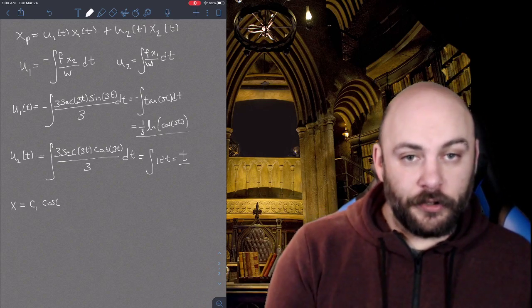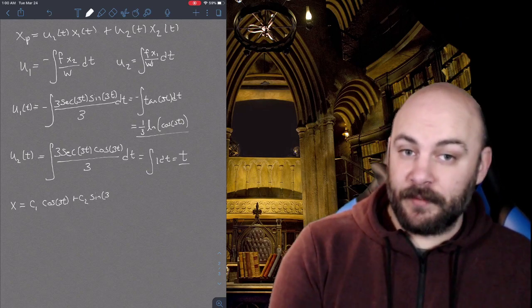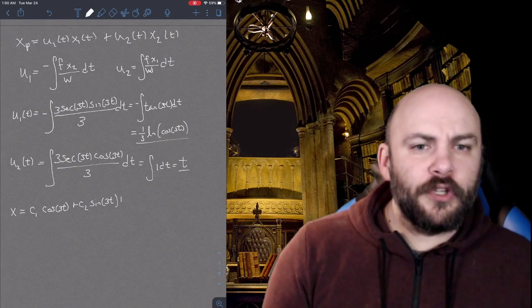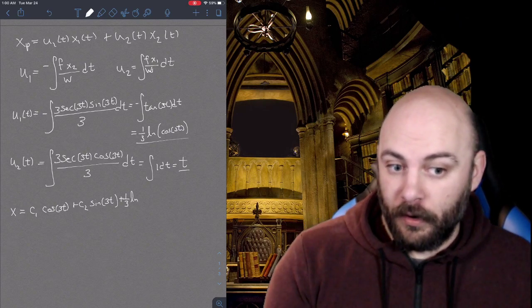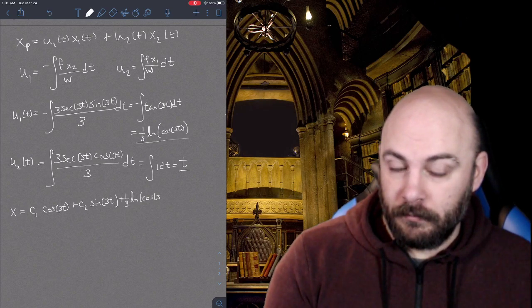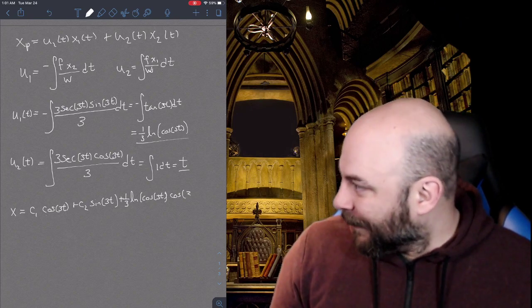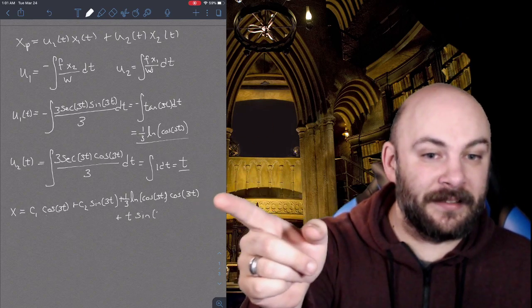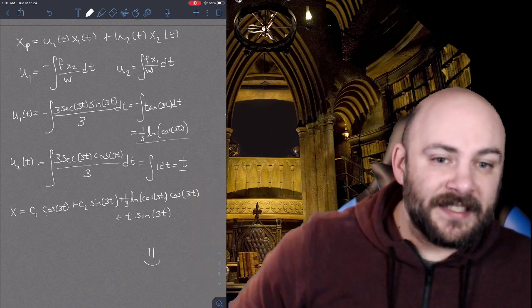Let's put all this together now to find our general solution. It's c1 cosine of 3t, because that's my x1, plus c2 sine of 3t, because that was my x2, plus u1, which is 1/3 the ln of cosine of 3t. And then that's going to be multiplied by the cosine of 3t, because that's what my x1 is. And then you have a plus t sine 3t, because that's my u2 and my x2.